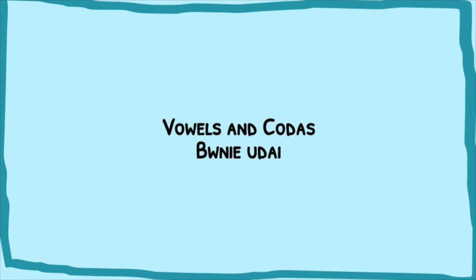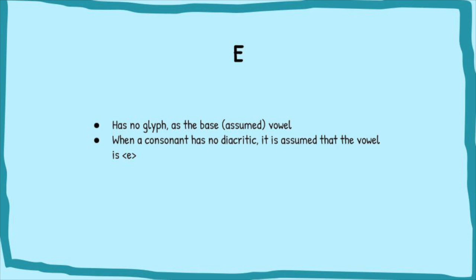In Tanakh, vowels and codas are called bunya udai, literally meaning accessory of symbol. Every vowel except for the schwa has its own unique diacritic or modification on a letter. First, monophthongs. The vowel a, or the schwa, has no symbol. When a consonant has no diacritic, it is assumed that the consonant is pronounced with a schwa after it.